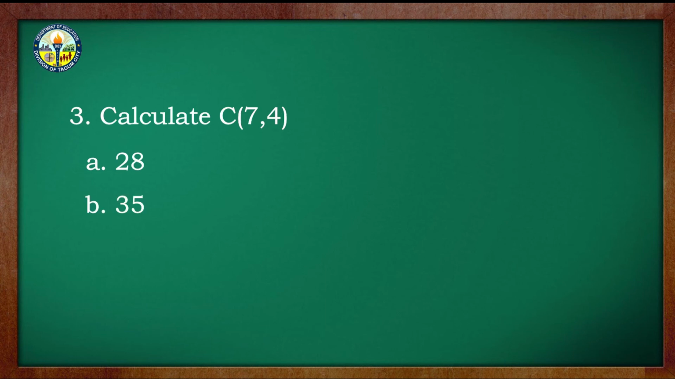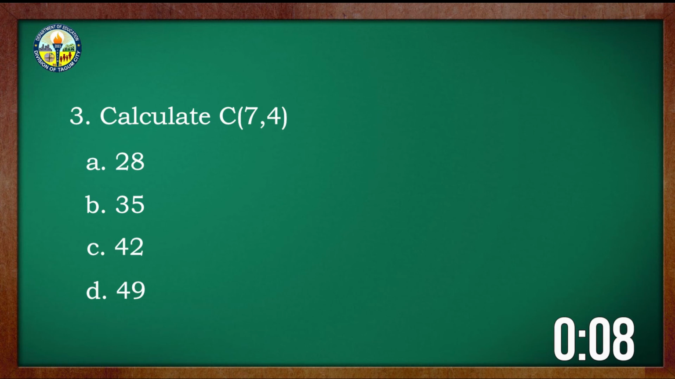Problem number 3. Calculate the combination of 7 taken 4 at a time. Letter A. 28. B. 35. C. 42. Or letter D. 49. Answer this problem for 10 seconds. Your time starts now. Letter B, 35.